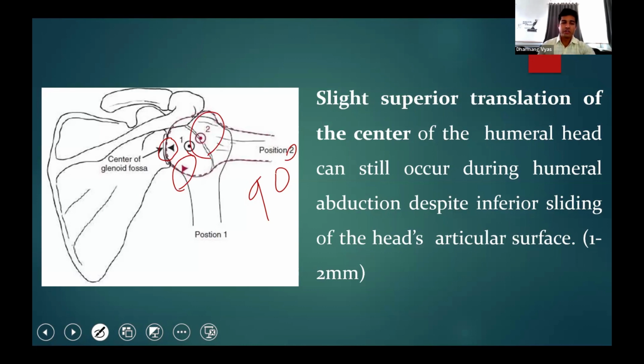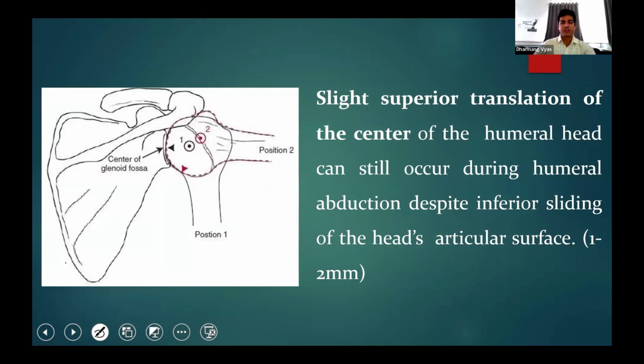If this would not have occurred, the head would have translated superiorly, causing impingement. So this rotation, or spinning and rolling within the joint, is equally important to have a proper normal range of motion at the joint without creating any impingement. So slight superior translation of the center of the head of humerus can still occur during shoulder abduction despite inferior sliding of the articular surface of the head. So there will be some translation.